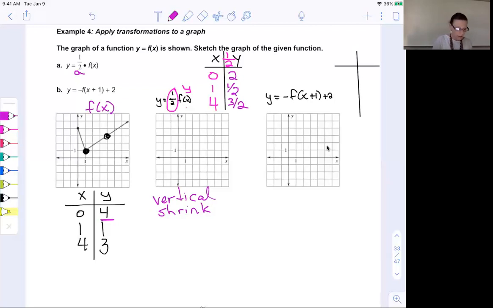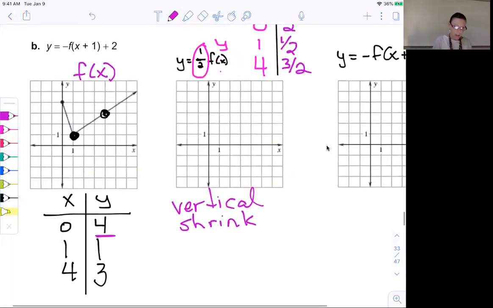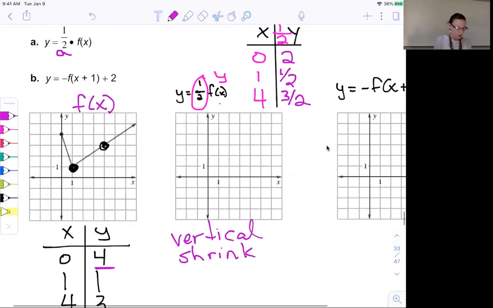All right, I'm going to plot these points. My new point is at 0, 2, instead of being at 0, 4. And then at 1, I'm half as much as where we were. And then at 4, we're up at 3.5. So my x values didn't change, but my y values changed because I was shrinking this graph.